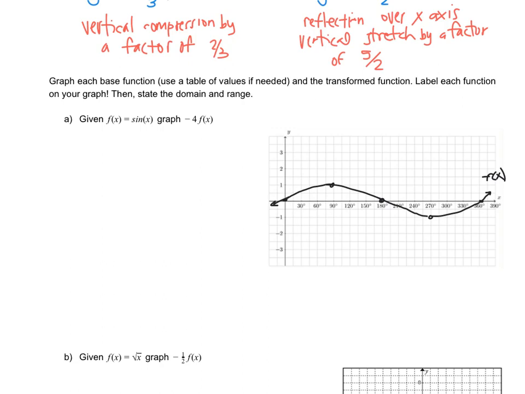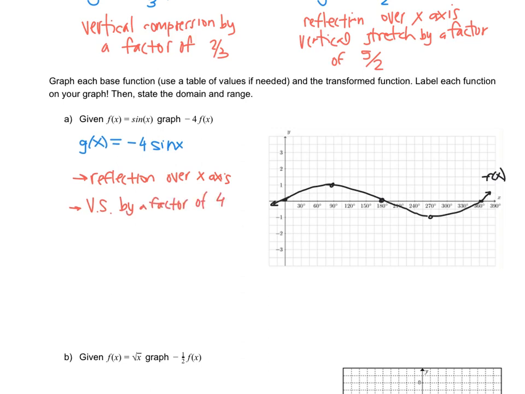So now that we have that, let's go ahead and write our transformed function. Again, I'm going to label it as g of x. And because we have that -4 in front, I'm just going to put -4 in front of sine x. So this tells me 2 things. I have a reflection over the x-axis, and I also have a vertical stretch. I'm just going to write vs for vertical stretch by a factor of 4.